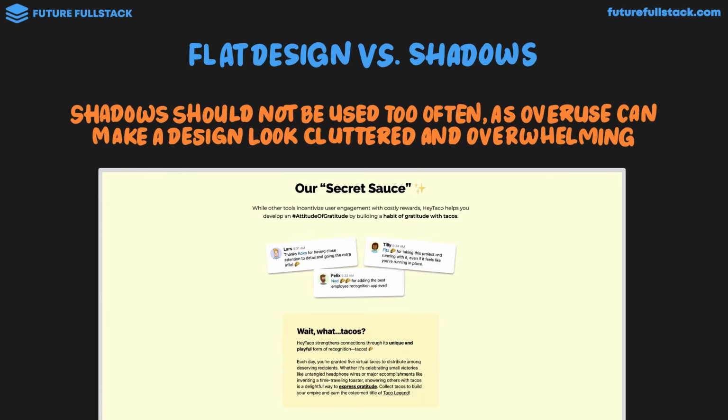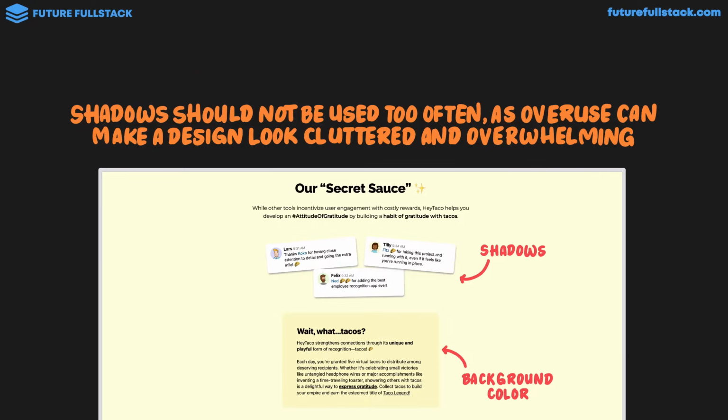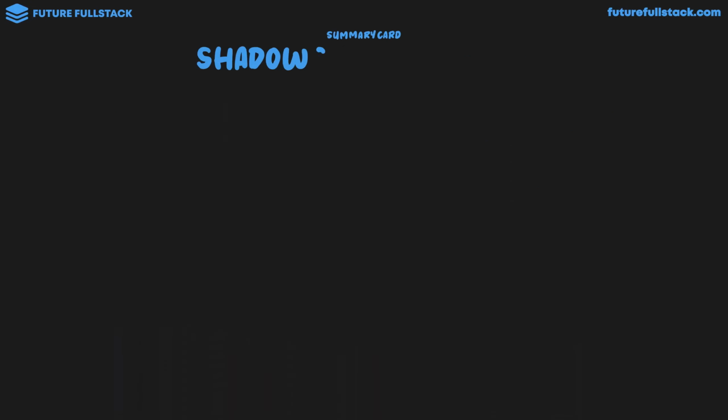This web page is a good example of how to use shadows. You can see these testimonial cards have shadows which make them pop, but below we have a card which is just using background color. So shadows are being used throughout this design to help elements pop, but are not being used too much. So let's wrap up this chapter by starting to build our next summary card, shadows and transitions.